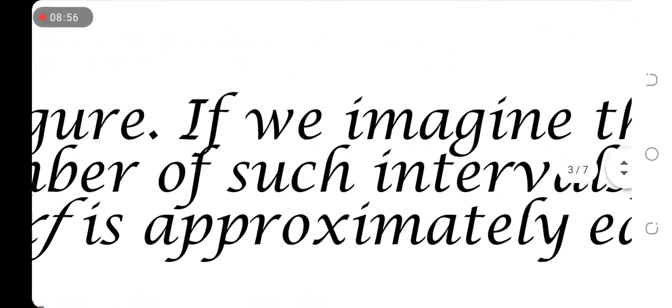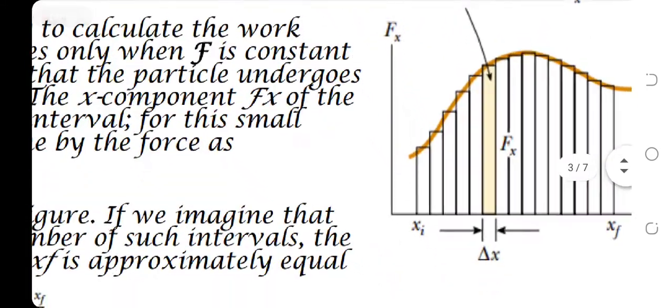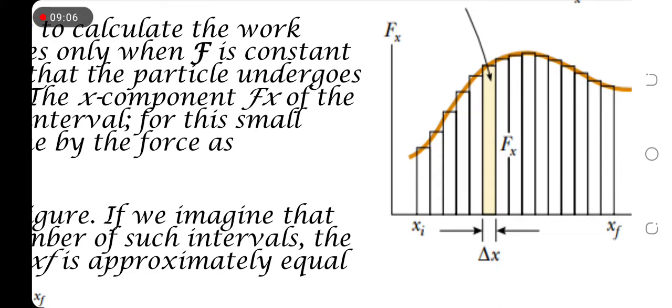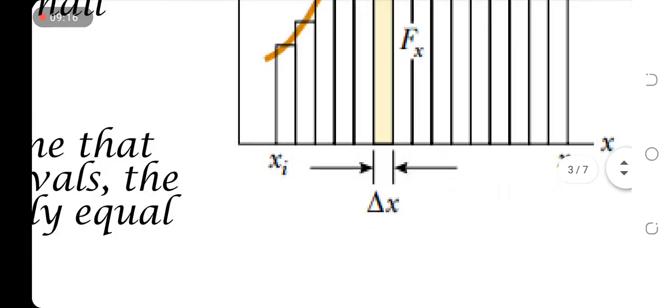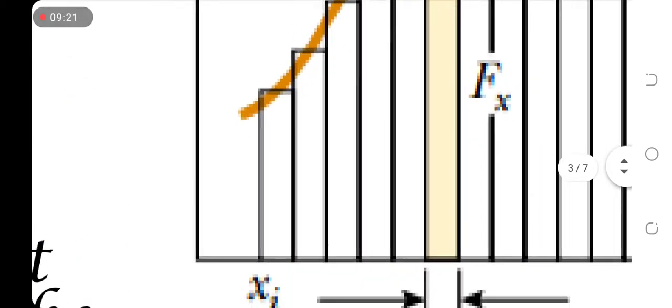If we see the diagram, delta x is graphically taken along the x-axis and Fx is taken along the y-axis, because Fx is dependent. We have divided the whole path into small intervals, each of length delta x, and see that the force is approximately constant in each interval.